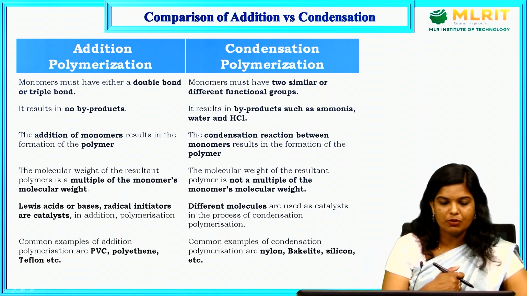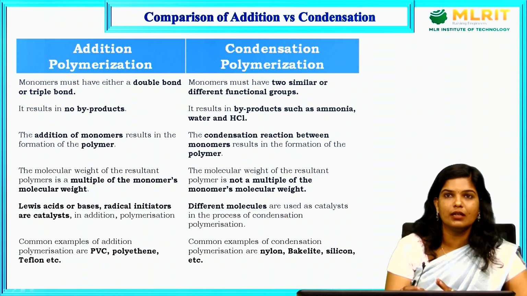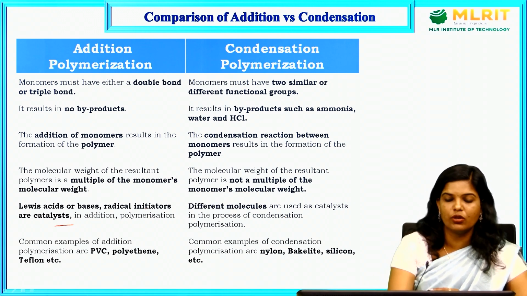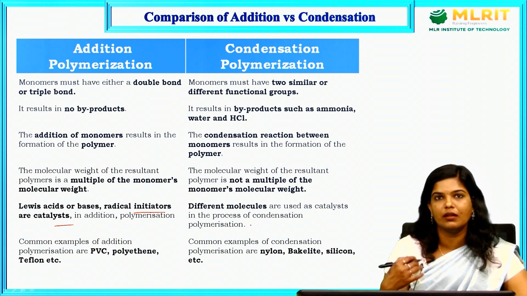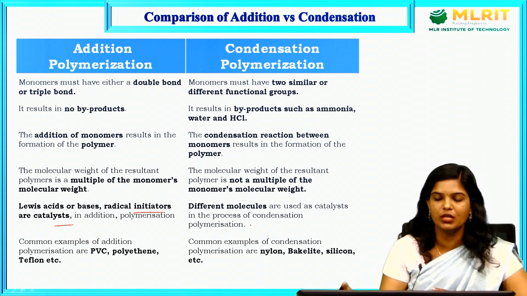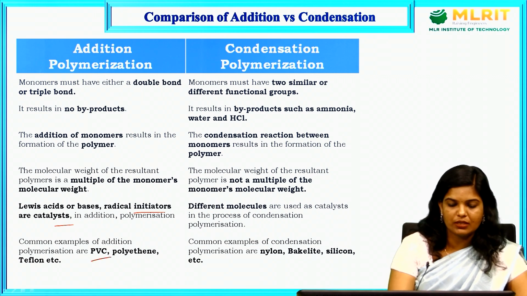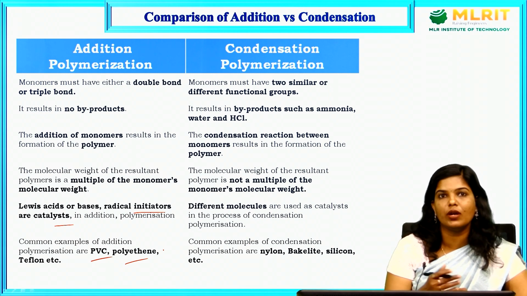In addition polymerization, we need an initiator, which can give the energy to get it added up. A small amount of catalyst or initiator is needed. But for condensation polymerization, there is nothing like that. If different molecules are unstable, they combine together to form a stable condensed polymer. Simple examples of addition polymerization are PVC and polyethylene, PE. For condensation, as we said, bakelite, nylon and so on.